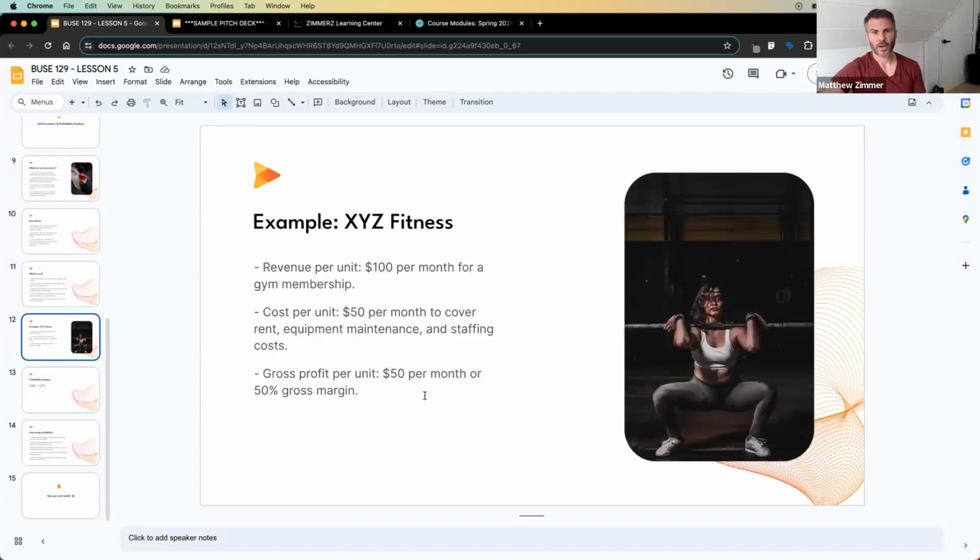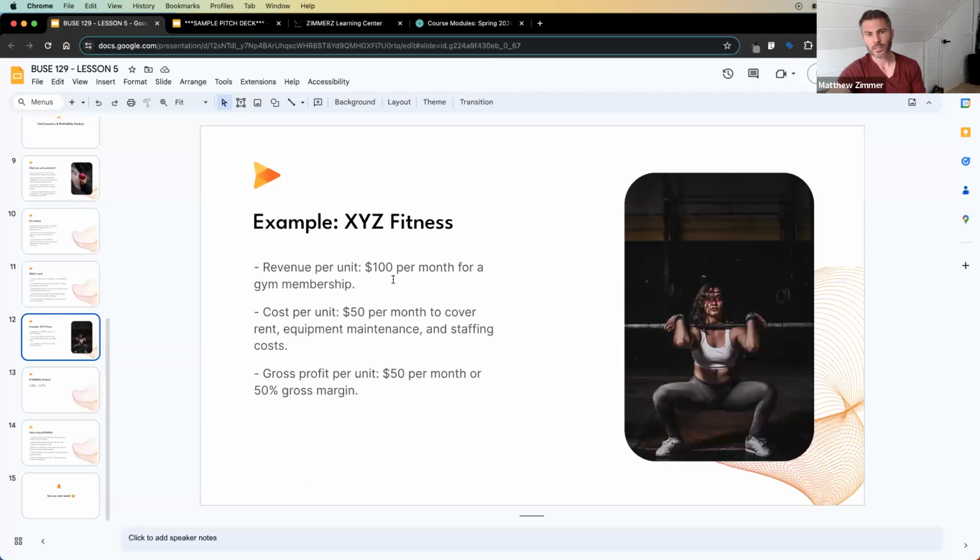So again, we've got our example of XYZ Fitness here, and we've got our revenue per unit. So we're selling, again, gym memberships at $100 per unit. Our cost is, we've calculated, once we did all the cost analysis, $50 per month to cover rent, maintenance, and staffing. And we then get a gross profit of $50 because 100 minus 50 is $50. Now, the one thing I'll say is our revenue per month number is something we set, right? So we're going to charge $100.